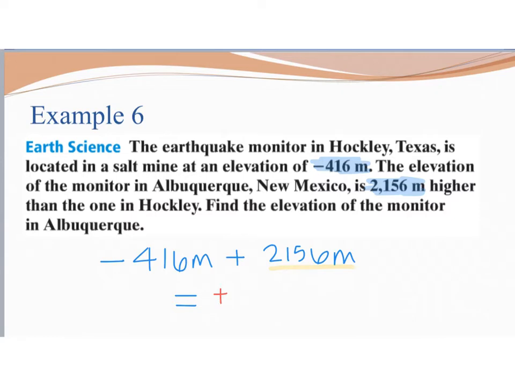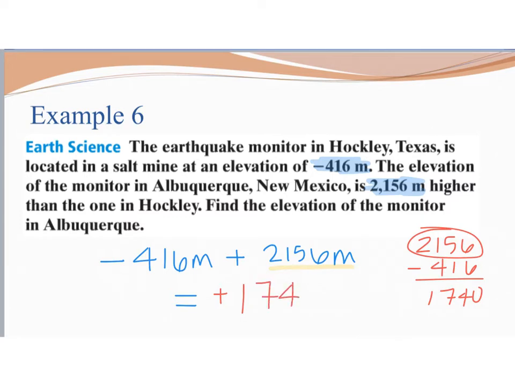So because they do have two different signs, I'm really going to take 2,156, if you remember, and I will be subtracting 416, and this is all because the signs are different. Once I do that, I see this gives me 1,740, and because the 2,156 is the bigger number of the two and it has a positive sign, I know that my answer will be a positive 1,740 meters.